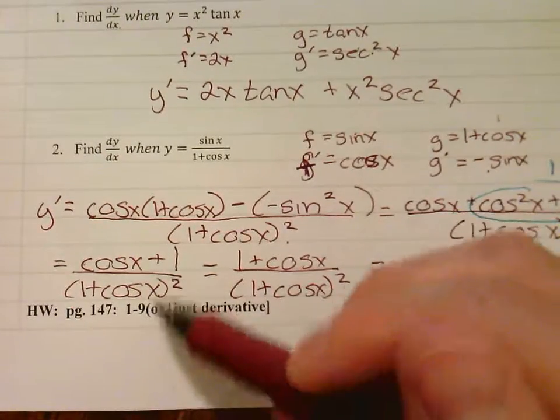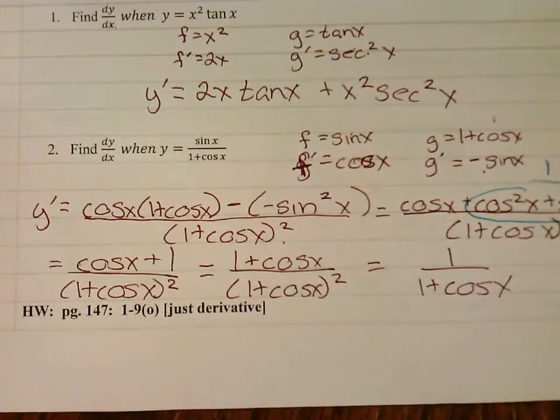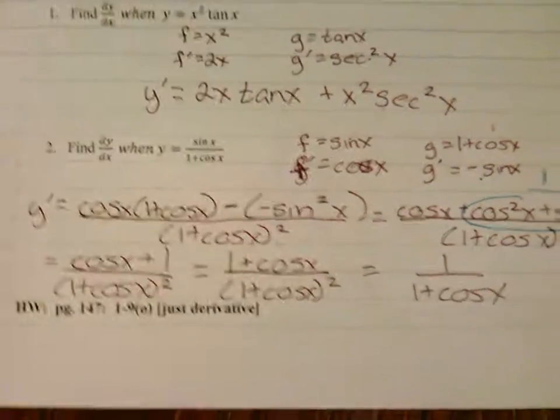So far your homework is 1 to 9 odd. We're just going to do the back of this and then we'll be done for tonight's session.